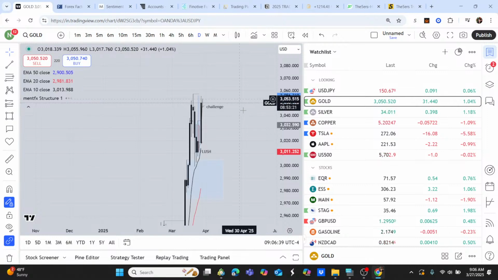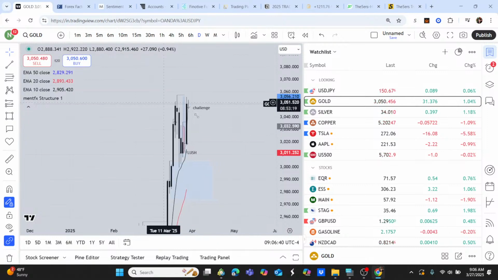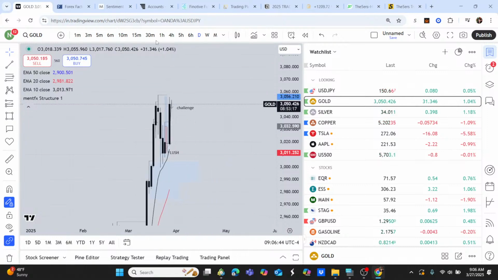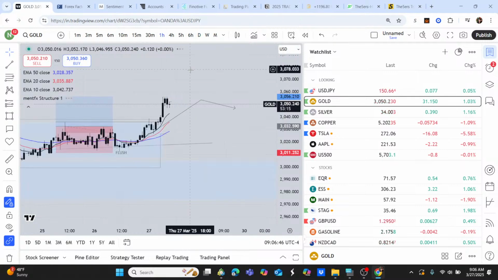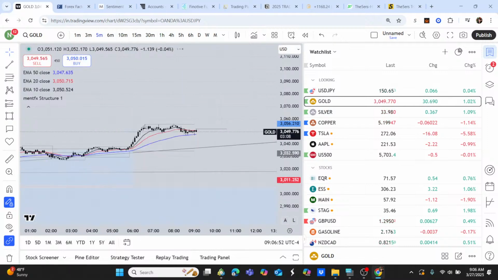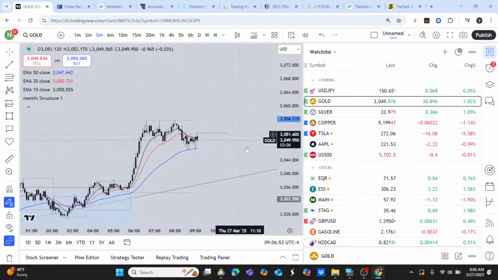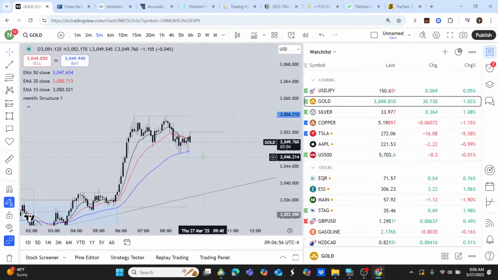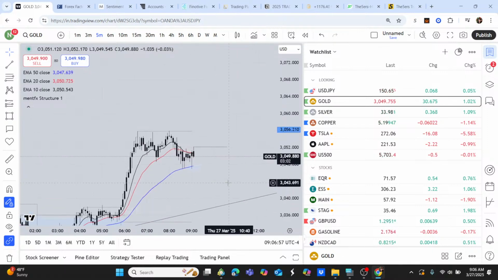Since I'm at break even for this, then I will have to wait like 2 days for my first partial for this challenge trade. But let me stay on this time frame so I can watch it. So we're just waiting.